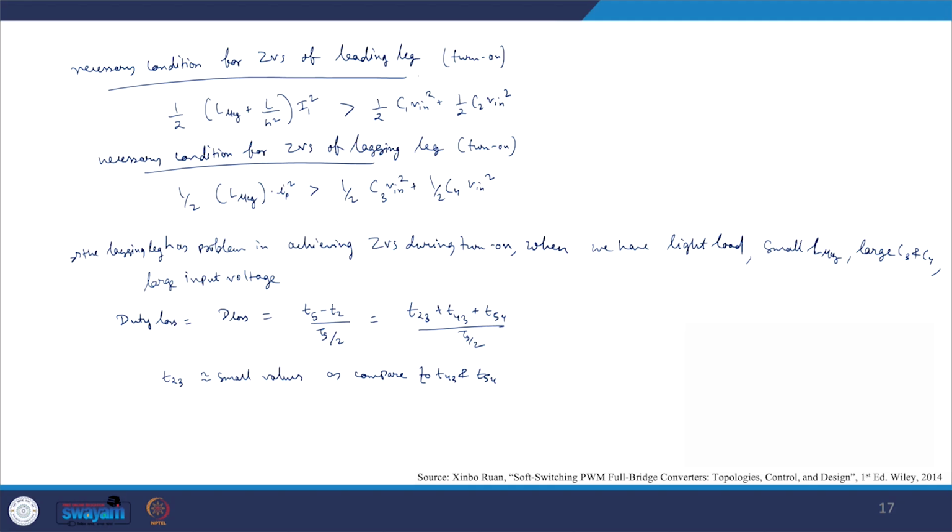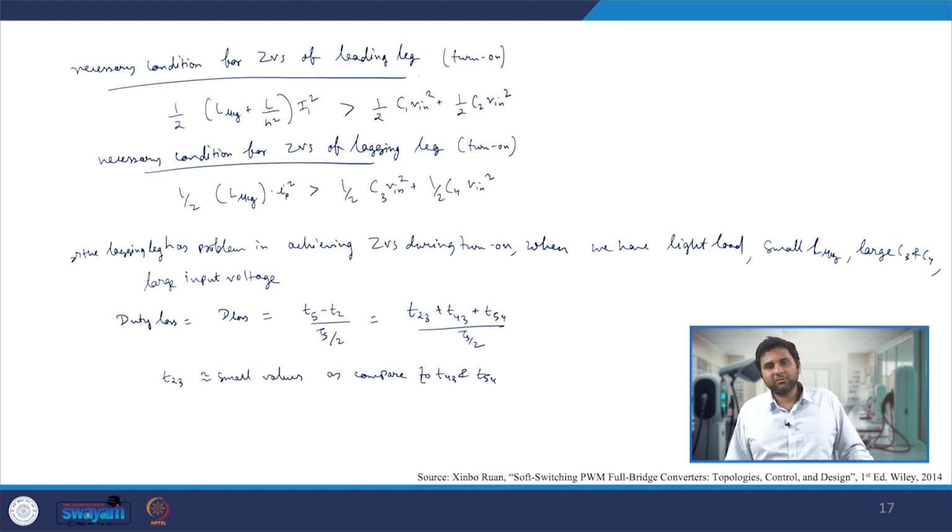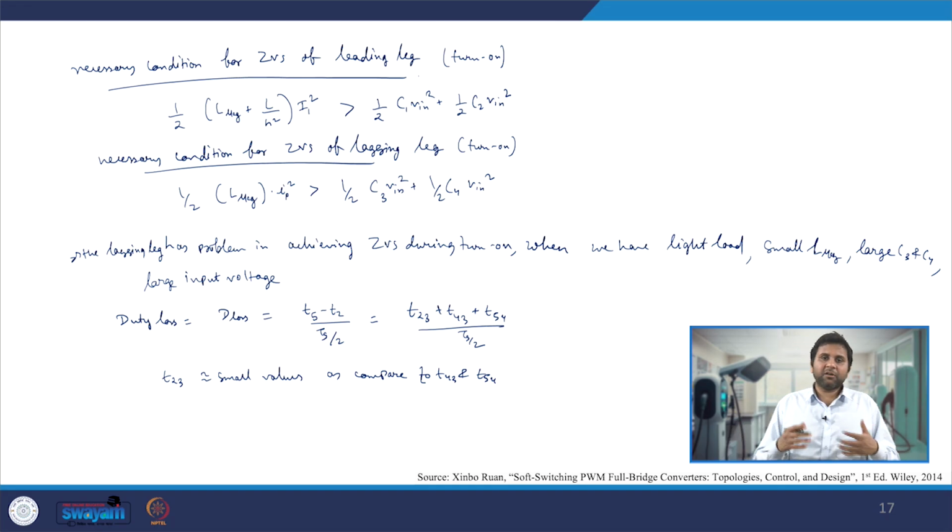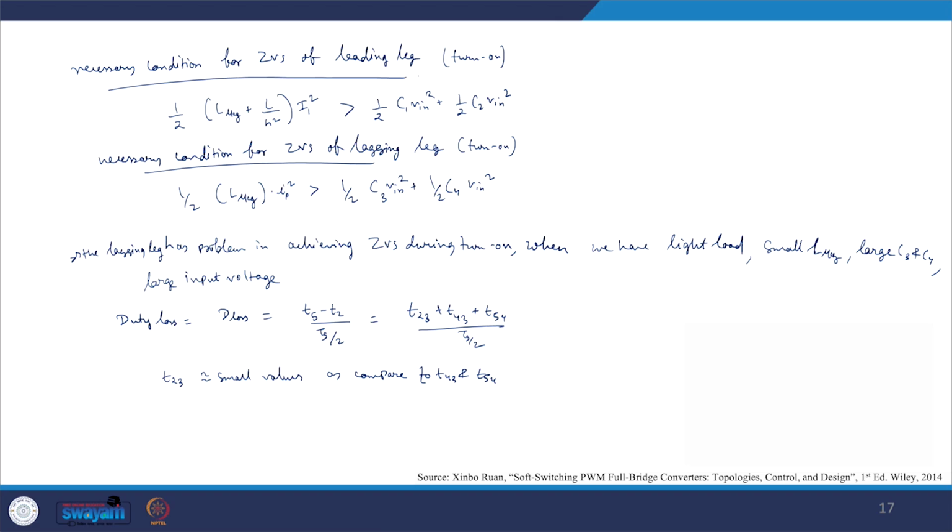L leakage in case of a high frequency transformer is generally in tens of microhenry, most of the cases, not always. And our C1 and C2, I mean, the output capacitances of the devices, are very small. So the frequency of resonance is very high. That is why we can take T23 as a very small period. So our actual is nothing but T43 and T54.